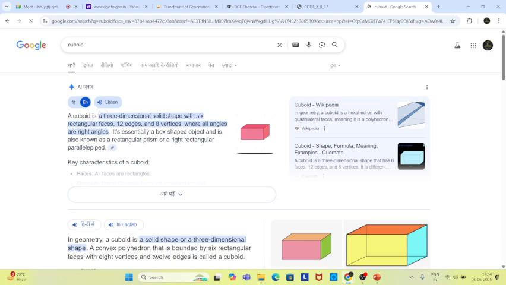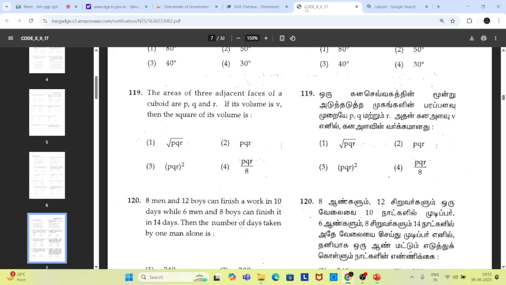So you see, a cuboid is a 3-dimensional solid shape with 6 rectangular faces, 12 edges, and 8 vertices. Vertices mean these corners. Edges mean these. Corners are called vertices. This will come in some GK questions also. Okay, right. We'll go to the question.